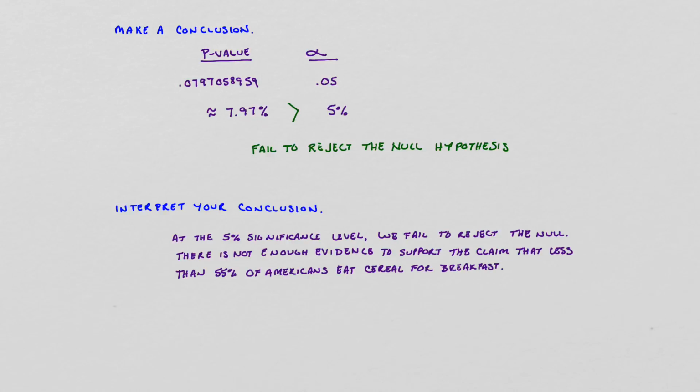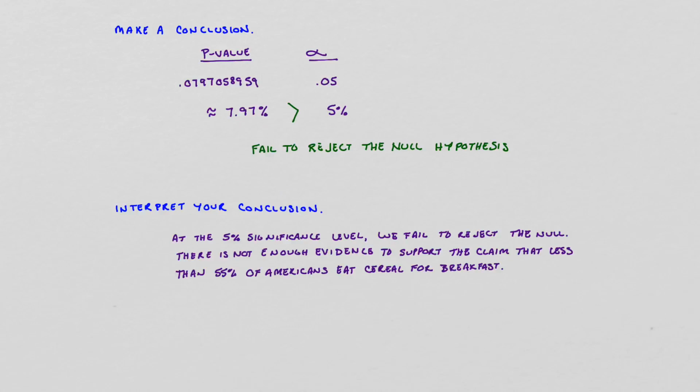In order to compose that second sentence, we can refer back to how we had defined the population proportion in our very first step. In other words, what we had said P was equal to, which was the population proportion of all Americans who eat cereal for breakfast. So we can use that description here again. And we're also referencing the alternative hypothesis when we had said P was less than 55%.